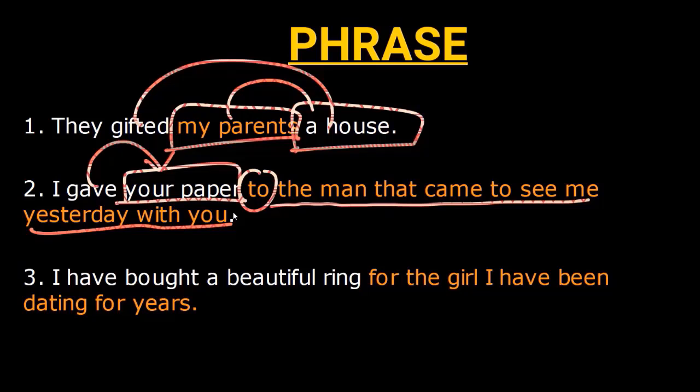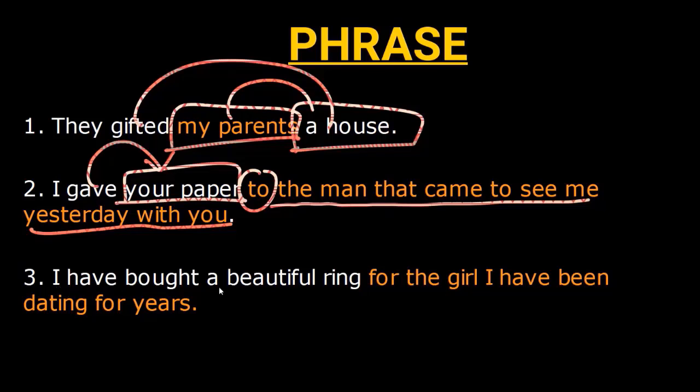Because if you use it before the direct object, it might confuse your listener or reader. So if I say, I gave the man that came to see me yesterday with you your paper, it sounds a little strange, and you might have difficulty finding the direct and the indirect object. So note this: if the indirect object, the person, is a long phrase, then place the direct object first and then the indirect object after a preposition, right? I gave your paper to the man that came to see me yesterday with you.